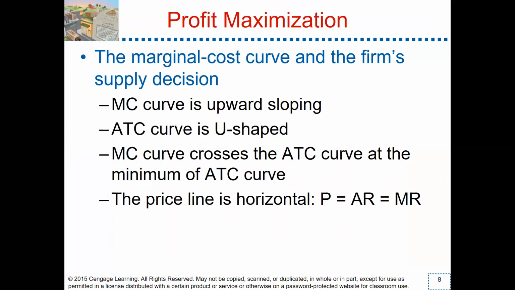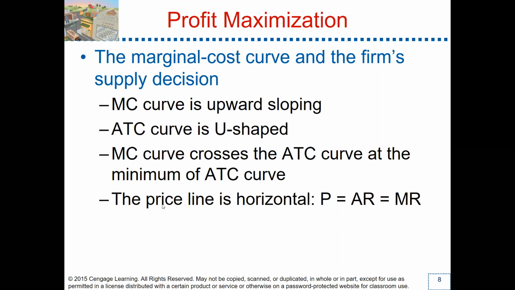So, the marginal cost curve and the firm supply decision. The marginal cost curve is upward sloping. The average total cost curve is U shaped. When the marginal cost curve crosses the ATC, as we remember from the previous class, it is the point of minimum of ATC. It is the point where the cost is minimized.